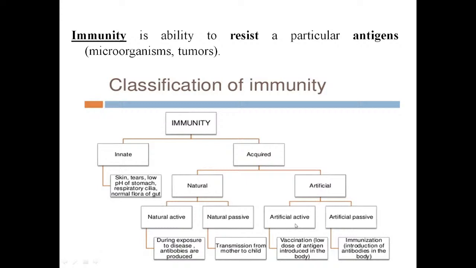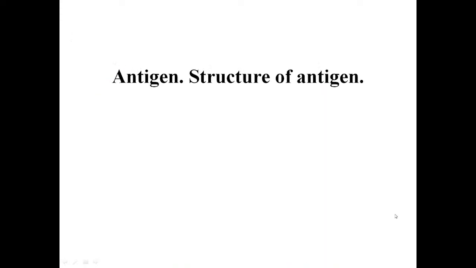Artificial active immunity. It is an artificial way to produce immunity in the human organism. Artificial active immunity is produced after vaccination. Vaccination, you know, that a vaccine consists of killed or living bacteria or viruses or their particles. Artificial passive immunity is injection of antibodies or immunization. Injection of antibodies. The immune system doesn't produce antibodies itself. The patient gets these antibodies after injection of serum.